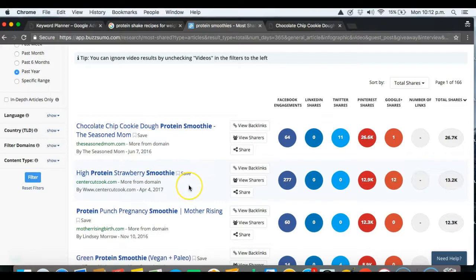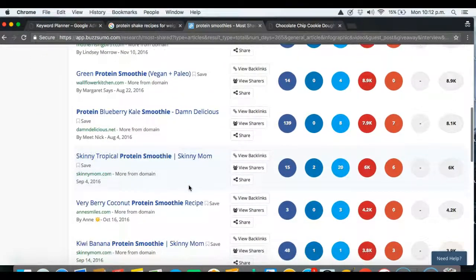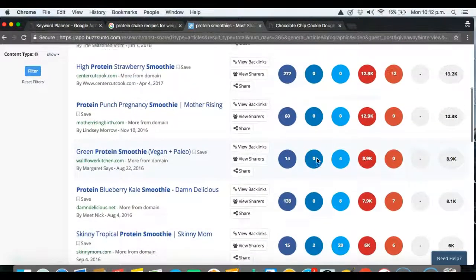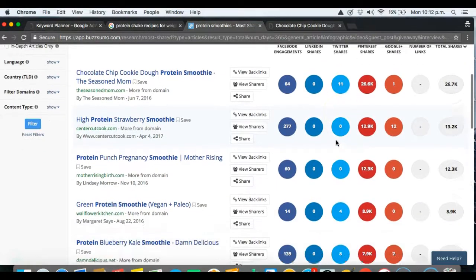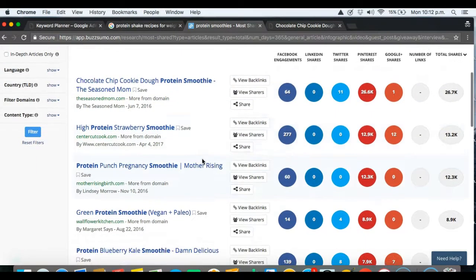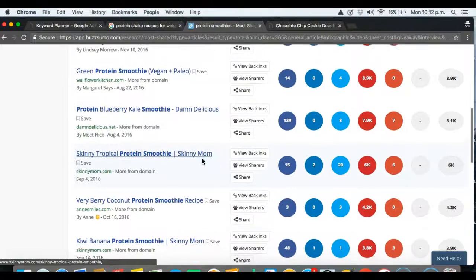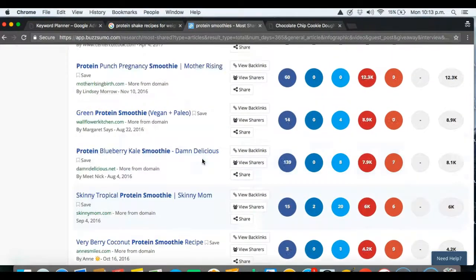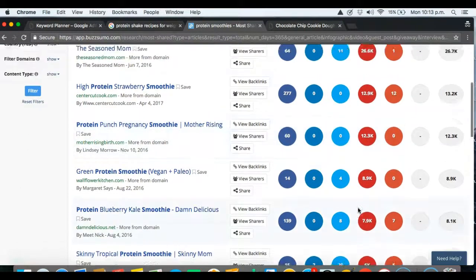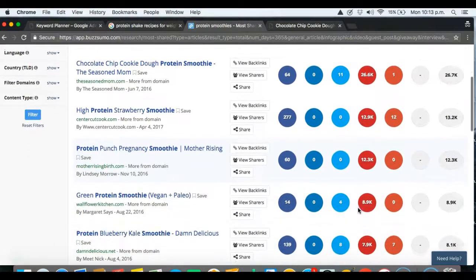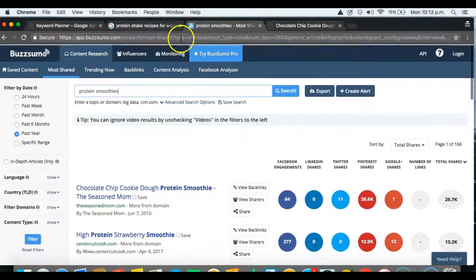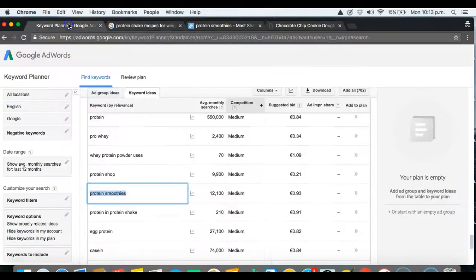High protein strawberry smoothie. Bear in mind as well, one additional note is that when you're looking at this tool and you're looking to see what kind of popularity is attached to different topics, it could be the case that in certain cases there may be some paid promotion attached to these articles. Some people may have paid to do Facebook ads or Pinterest promoted pins, whatever it is. So just bear that in mind. But it gives you a good idea of what is popular. And to get more results, you just sign up for an account, and you can also have a paid account there as well.